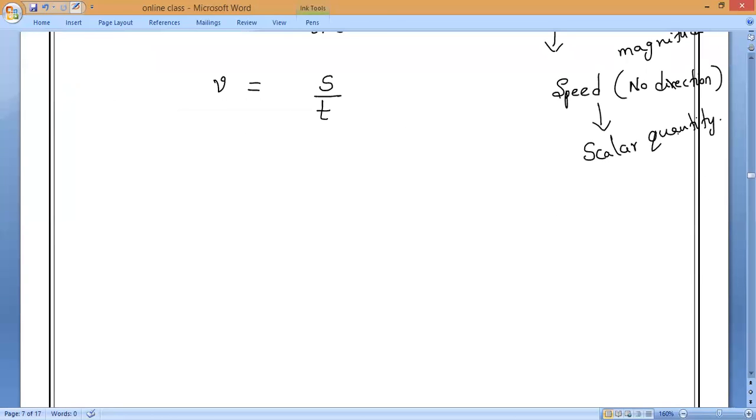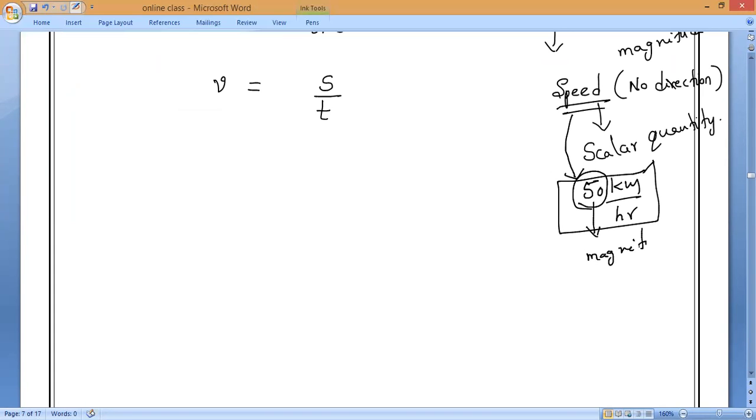Any example of speed? For example, I will say Gokul is moving 50 km per hour. What do we call this, guys? Speed. Yes or no? Why is it called speed? Because 50 km per hour is only the magnitude, and nowhere are we talking about direction. Now let me take: Reddy is traveling 50 km per hour towards the east. Then what is this called? Velocity.